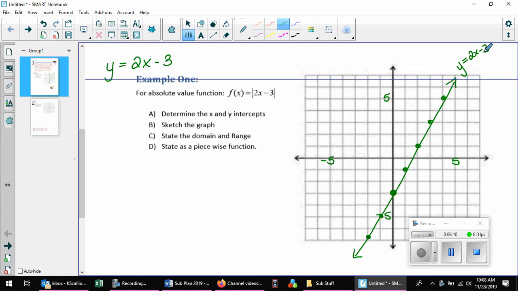Okay, so let's talk about the y and x intercepts of this graph. So what's the y-intercept? y equals -3. What's my x-intercept? 1.5. Everybody know how I got that? I love it if you said y would be equal to 0.